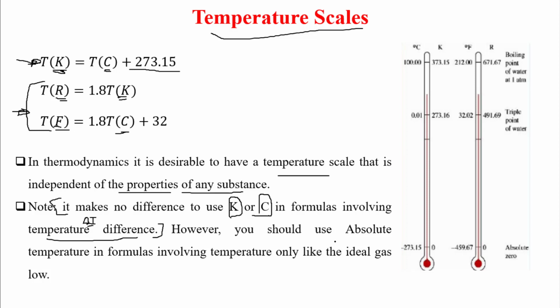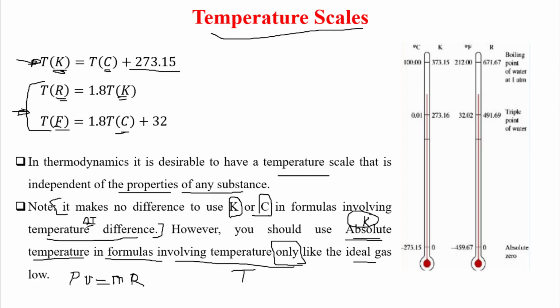However, you should use absolute temperature, which means Kelvin, in formulas involving temperature only. So if we have an equation with only the symbol T, then we should stick with Kelvin, or absolute temperature. For example, the ideal gas law, which says PV equals mRT. Here we must use absolute temperature.